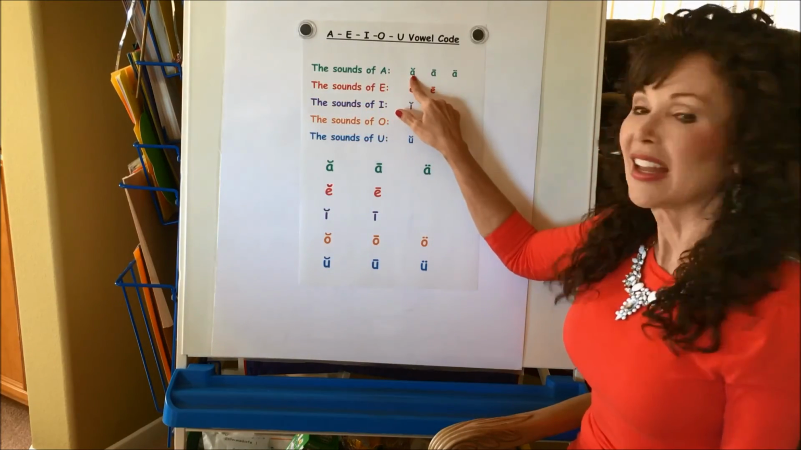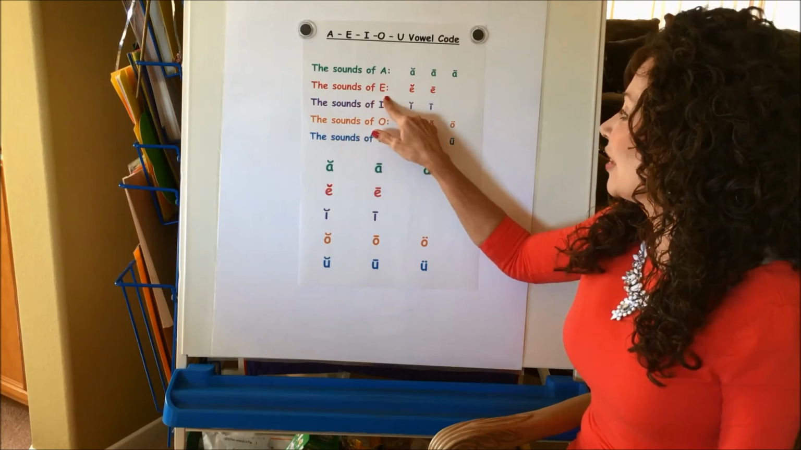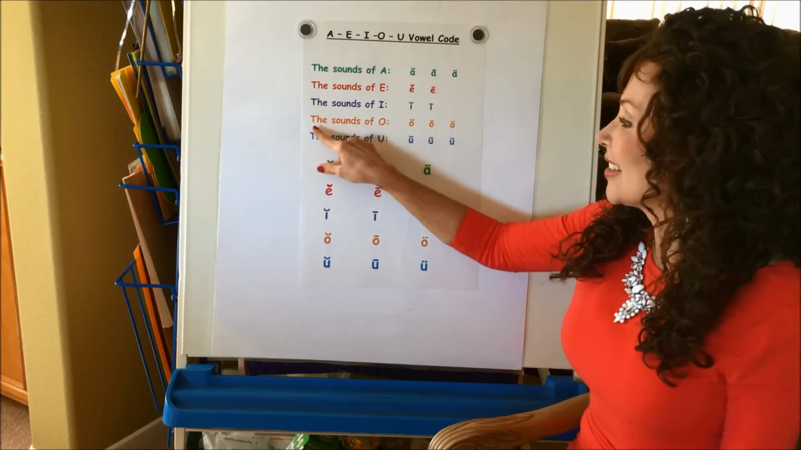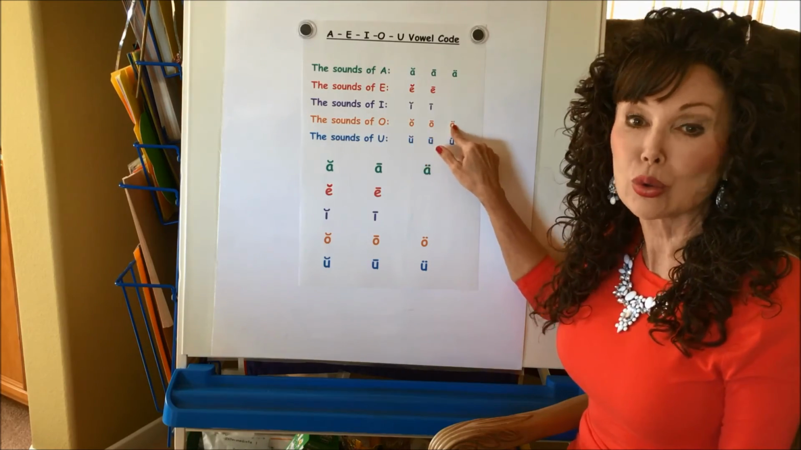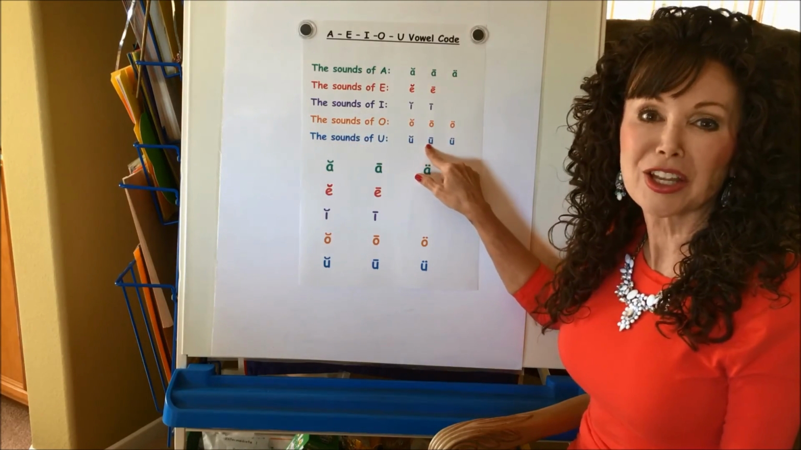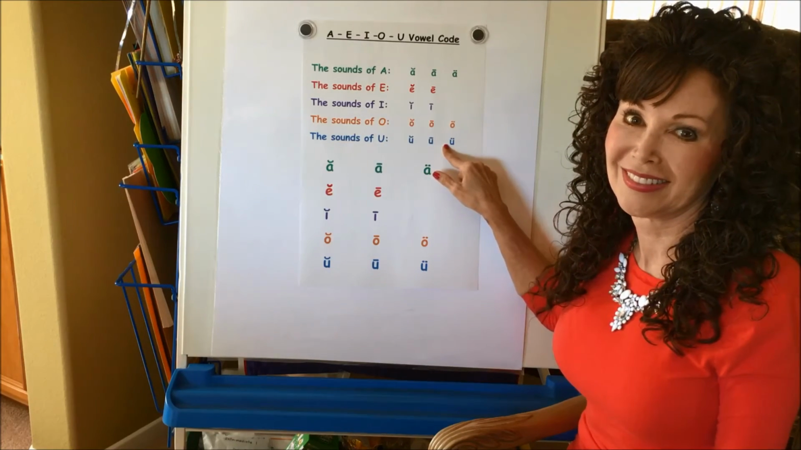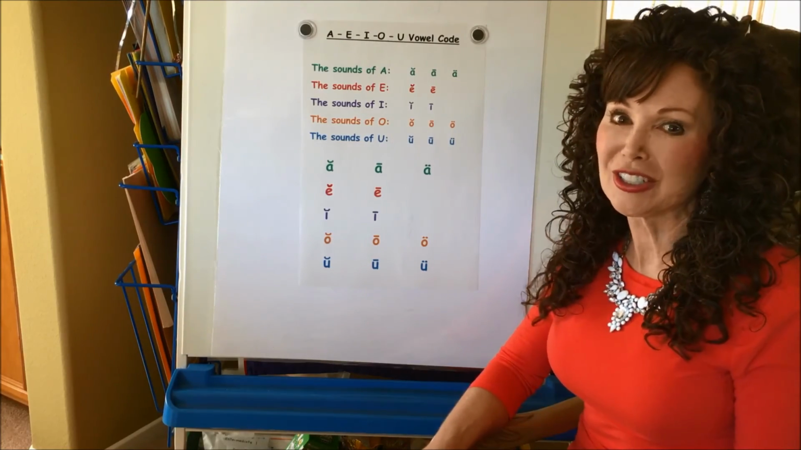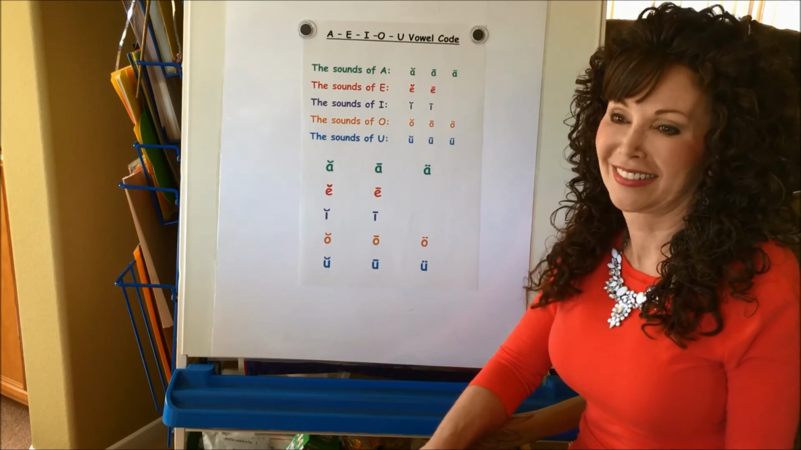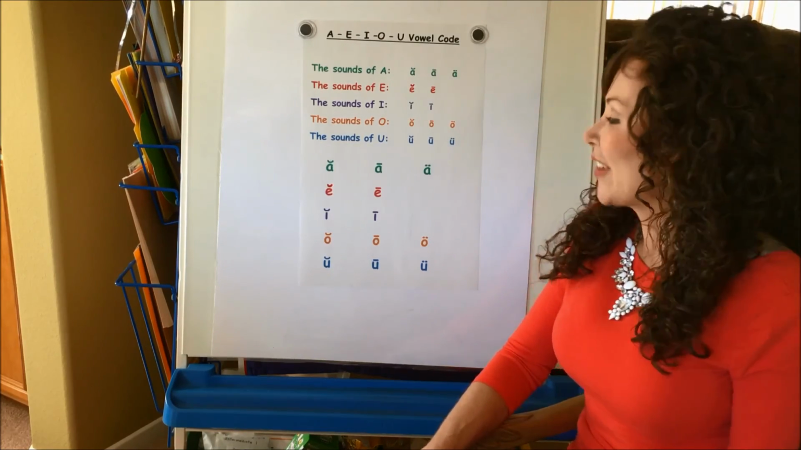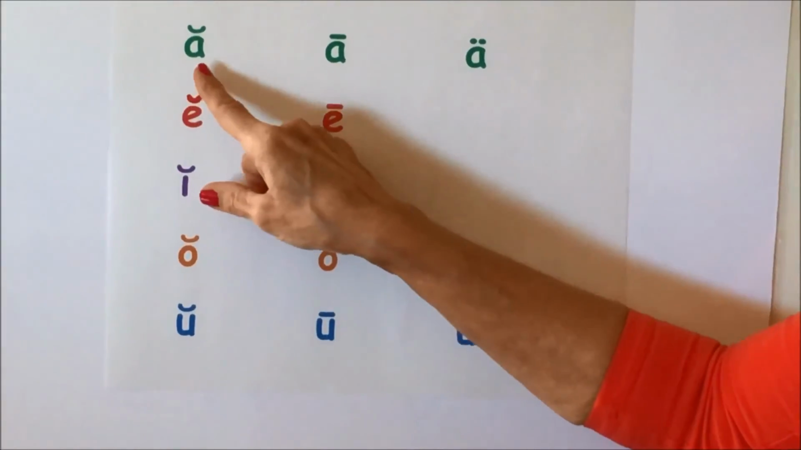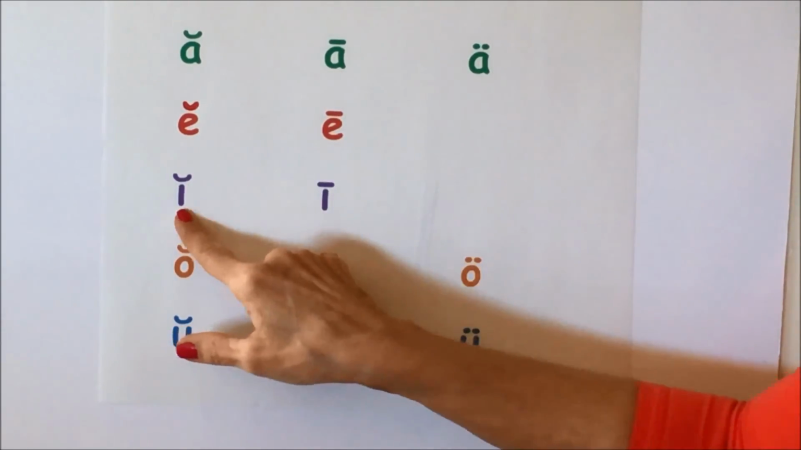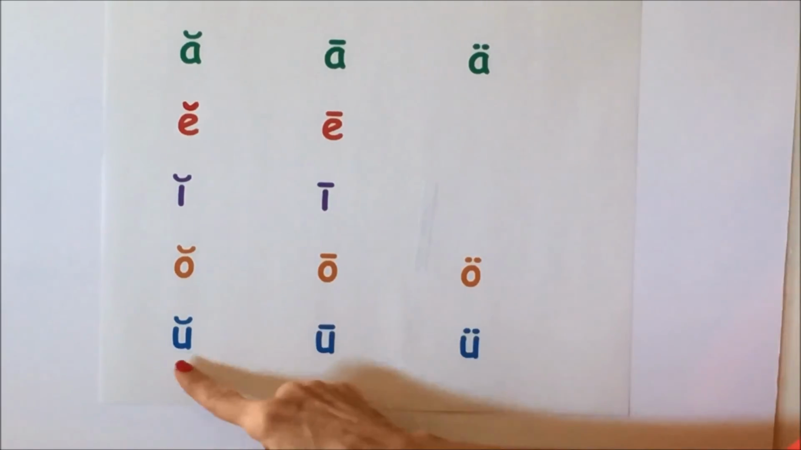The sounds of A, A-A-aw. The sounds of E, E. The sounds of I, I. The sounds of O, O-O-oo. The sounds of U, U. That's the vowel code. Get ready. A-A-aw, E, I, O-O-oo, U.